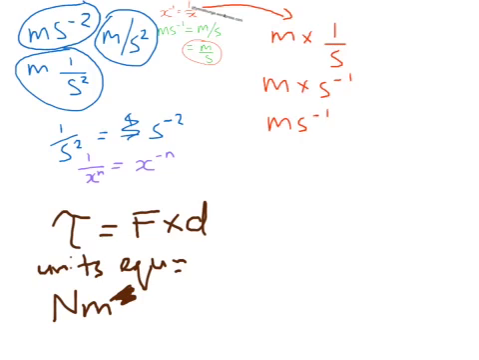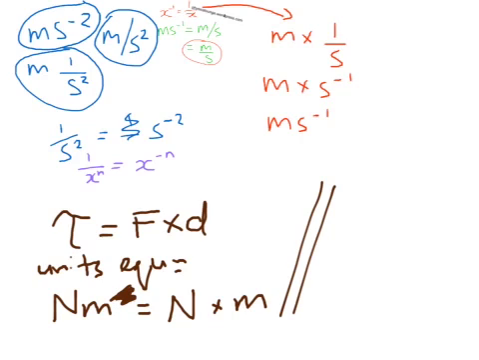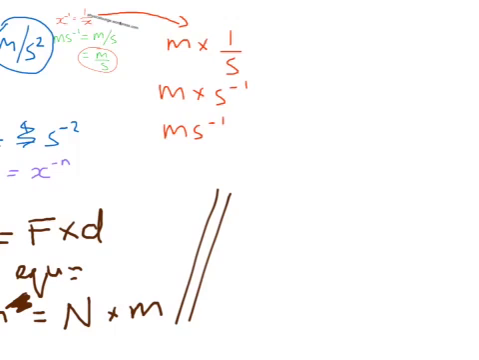Spring constant is newtons per meter. Torque is force times distance: newton meters, the force unit newtons times the distance unit meters. So I actually did want to do the spring constant one. So let's just shift this across and do the spring constant one over here.